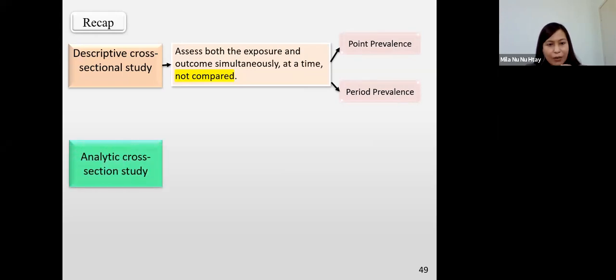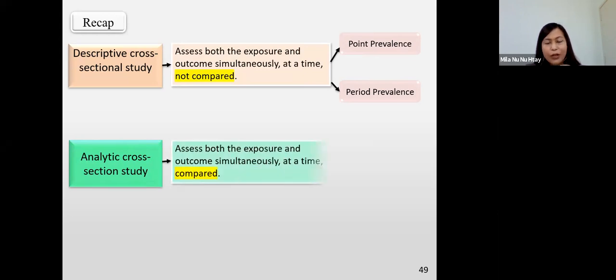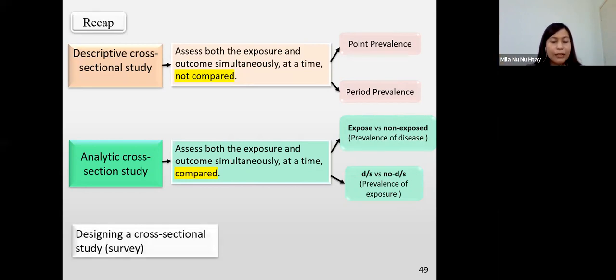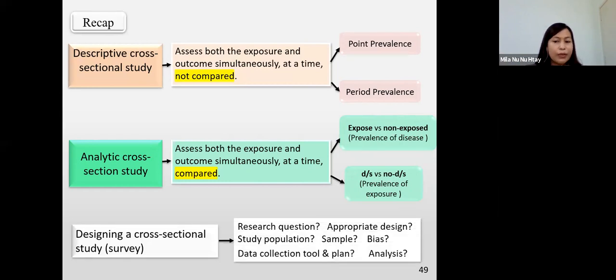Then we continued our discussion about the analytical cross-sectional study. It is the same process, we collect the data at the same time point, but we try to compare according to their exposure factor or according to the presence or absence of the outcome. Then we compare the prevalence in each group. When you design a cross-sectional study, you may need to follow these 7 steps.